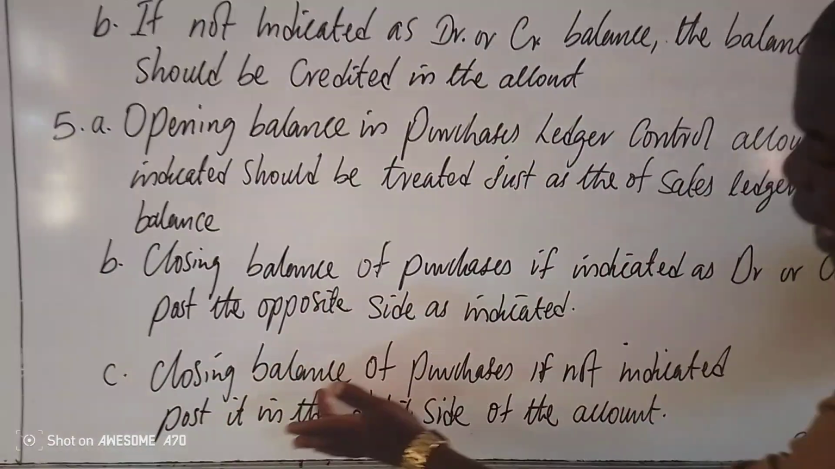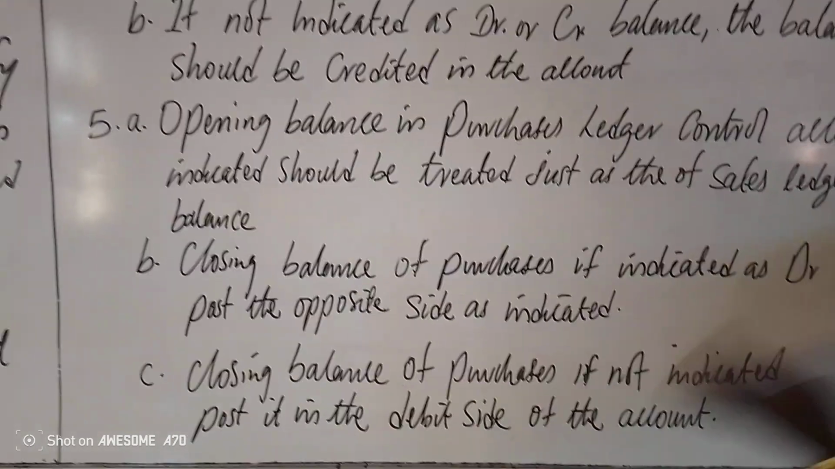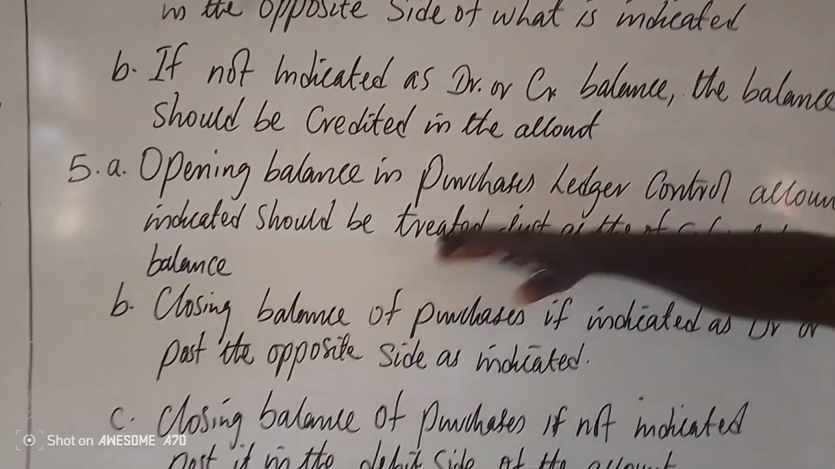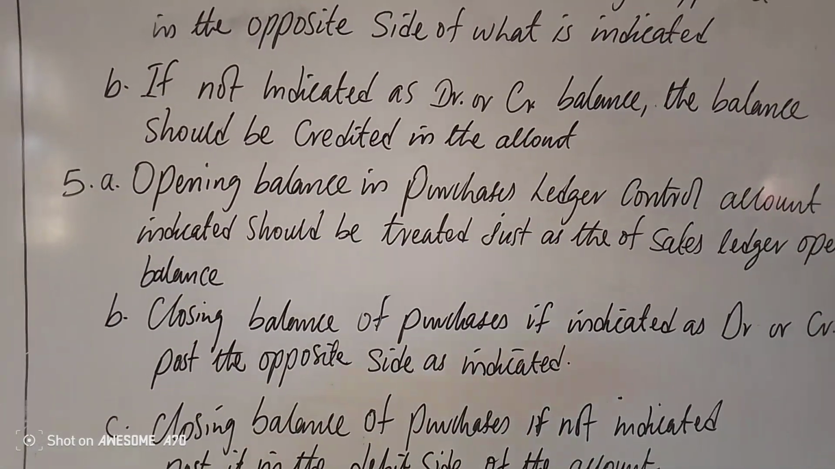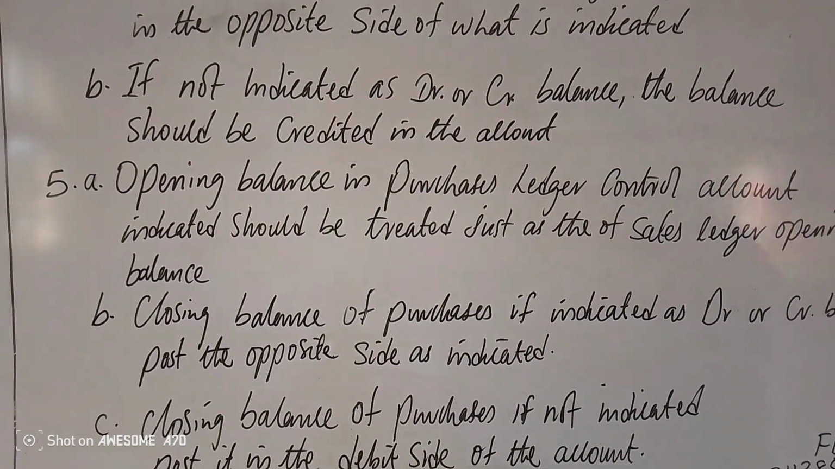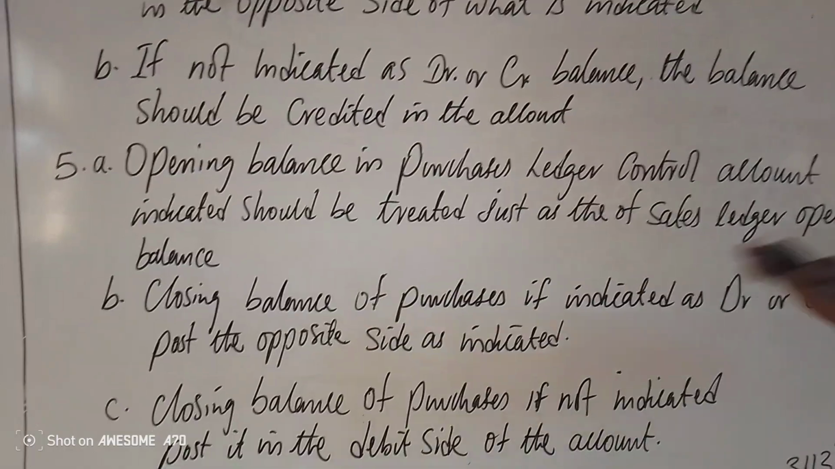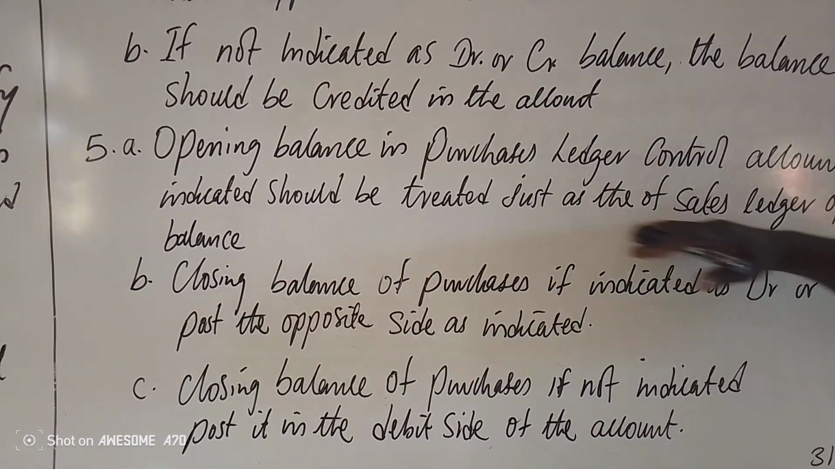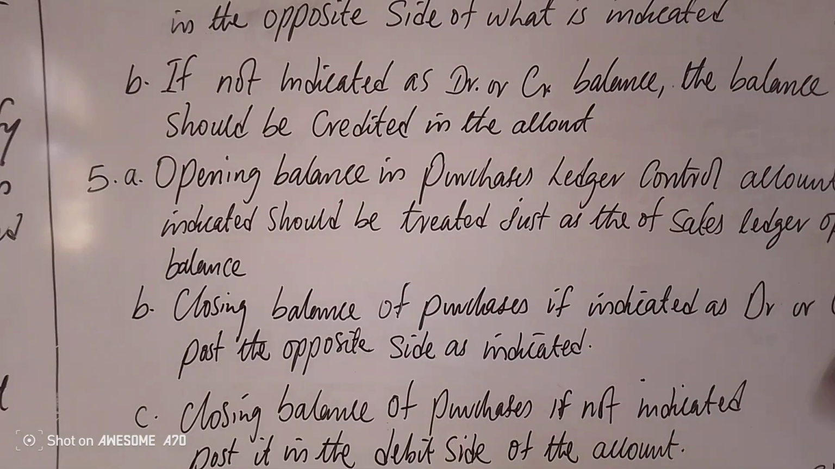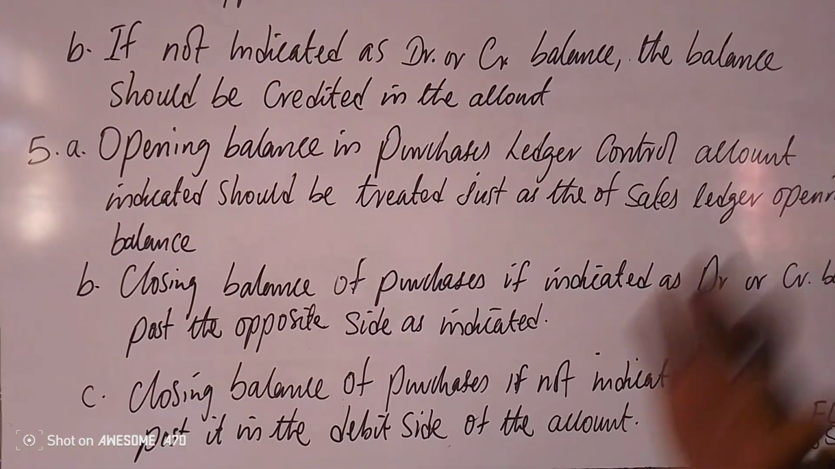Here we say that closing balance of purchase ledger, if not indicated, should be posted in the debit side. Mind you, even here I wanted to say something. If it's not indicated, it means you are going to post in the debit side. Meaning what? If the opening balance is not indicated, you post it in the credit because the balances brought forward of all liabilities are credited. That is a situation whereby the opening balance of purchases is not indicated, meaning you must post it in the credit side. This is another fundamental principle in financial accounting, whereby balances brought forward of all liabilities are credited.